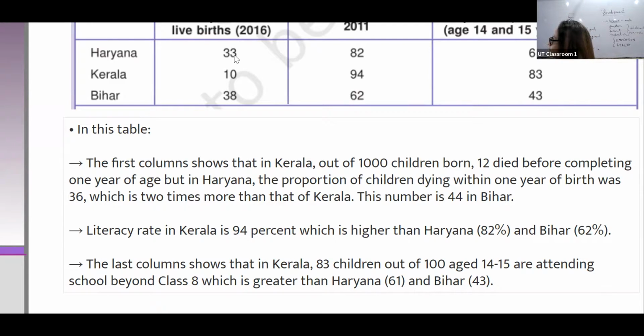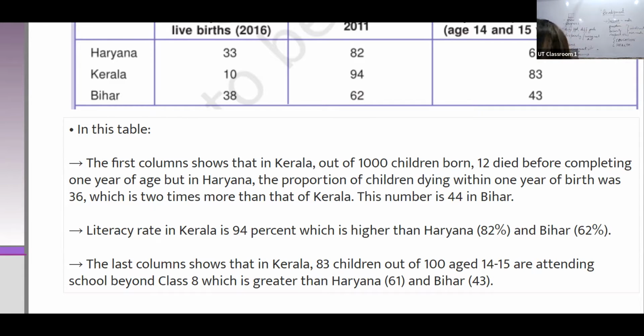Net attendance ratio means children still in the secondary stage, that is 14 or 15, who are continuing with their education. Because there are many who will do their primary, especially in rural areas. They'll go to primary school maybe till the 3rd or the 4th, and then they will drop out. Probably they don't have the facilities there, they have to go far away, or they are just not interested. There's nobody to push them to do that. So here net attendance ratio in Haryana it is 61, Kerala it is good, and Bihar it's 43.